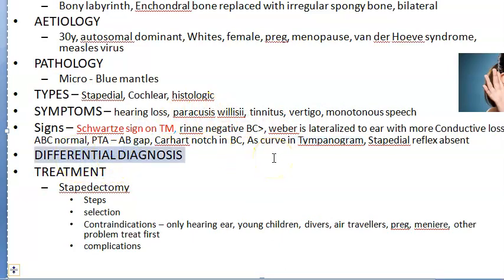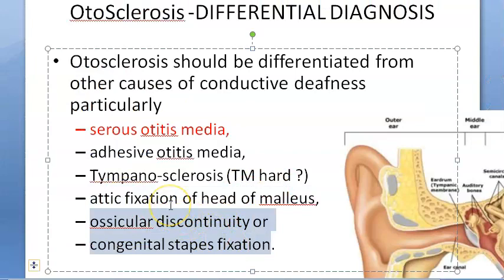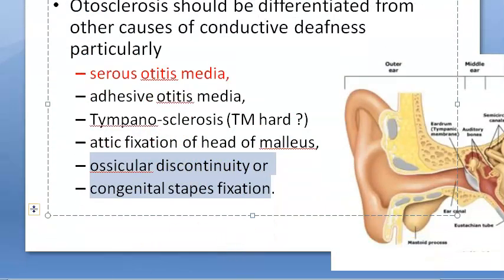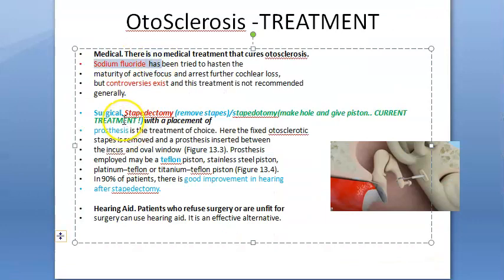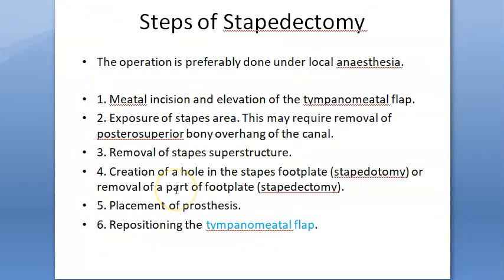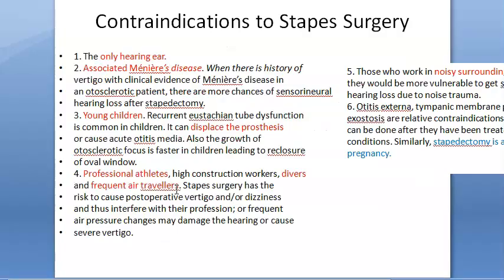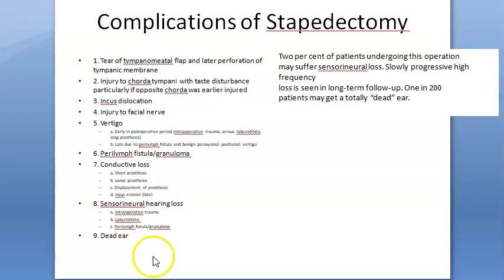Differential diagnosis: glue ear, serous otitis media, then adhesive otitis media, tympanic membrane sclerosis. Do you remember the others? Attic fixation of head of malleus, ossicular discontinuity, congenital stapes fixation. Yes. Then treatment, you saw medical is sodium fluoride, but that's controversial. Surgical, you have stapedotomy, stapedectomy with a Teflon piston, and hearing aid is also suggested. Then we saw the types of prosthesis, the steps of stapedectomy, the selection of patient, the contraindications, and we also saw the complications.